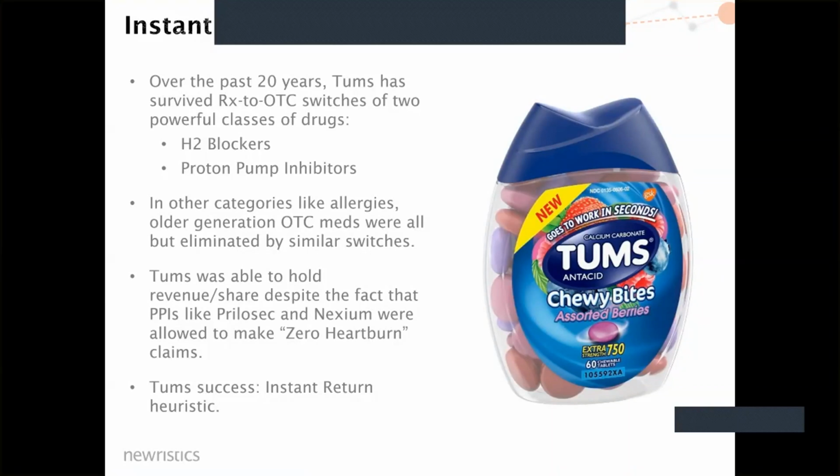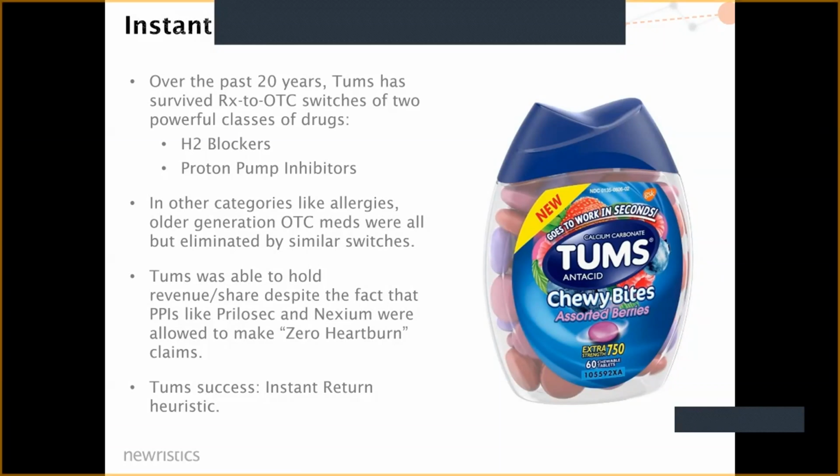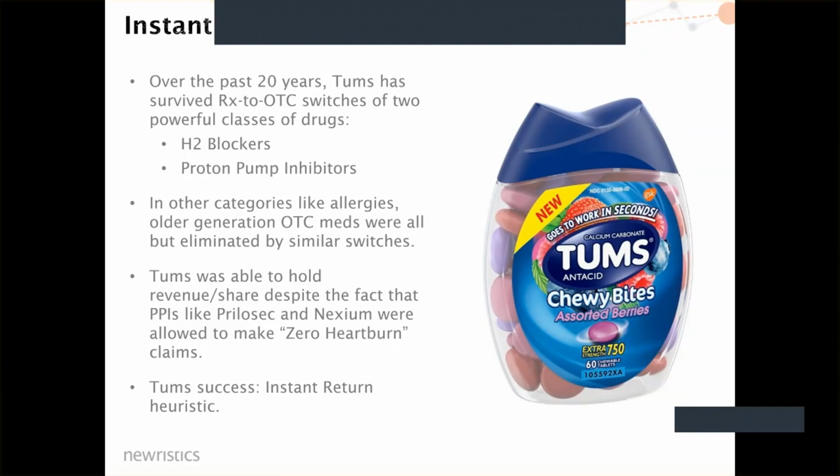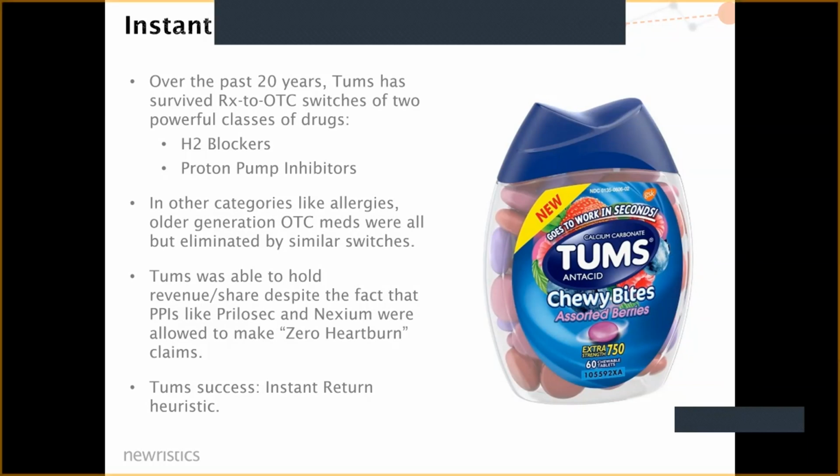This category has seen the RX to OTC switches of two major classes of drugs. H2 blockers switched in the 1990s, proton pump inhibitors in the 2000s, and despite both of those switches, if Tums had followed the same kind of path that Benadryl or some of the other brands in the allergy category had when new switches came on, it would not be dead, but it would be a much smaller business today. But Tums has not only survived, they've actually held ground against these RX to OTC switches.